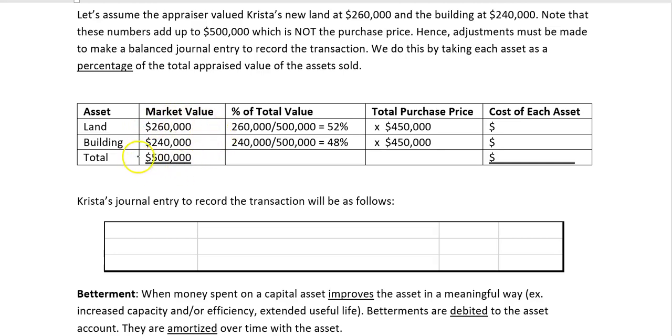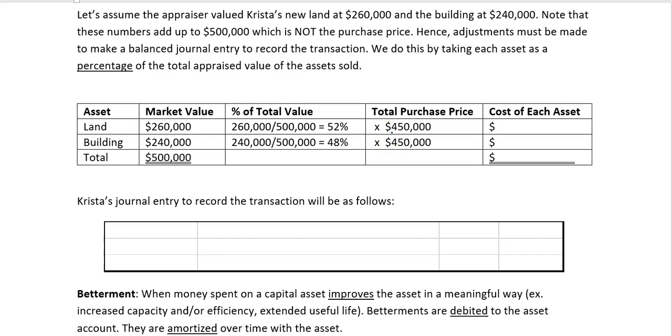So over here we have the market values of the land and building respectively. We have 260 for land, 240 for building, for a total of 500. So using this total of 500 of market values, we allocate how much of the purchase price should go to each asset. The 260 over 500 for the land gives us 52%, 240 over 500 for building gives us 48%. Then we can multiply by the purchase price.